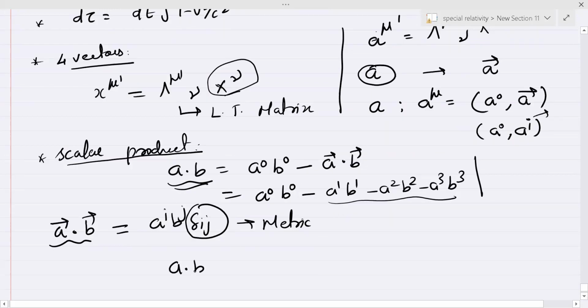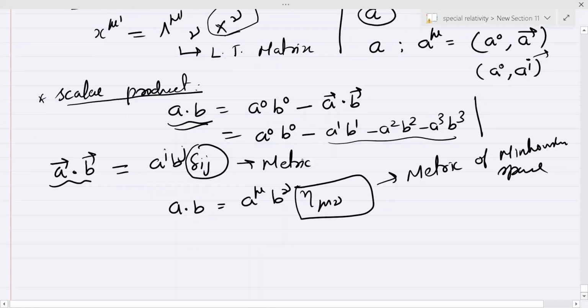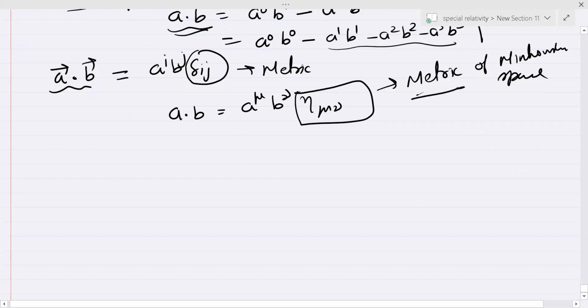We said we can write A dot B as A^mu B^nu eta_mu nu. We call eta_mu nu the metric of Minkowski space, or metric of space-time, and it has two indices. We can write it as a matrix. Metric means it tells you how to measure a length in a given geometry, how to measure length between 2 points. That's why it's called metric. If it's a flat space, you can just measure the length using the usual Pythagoras theorem, and delta_ij here will take care of that.